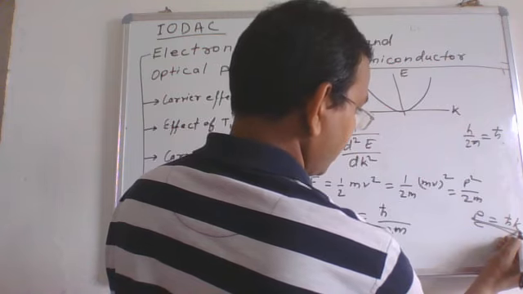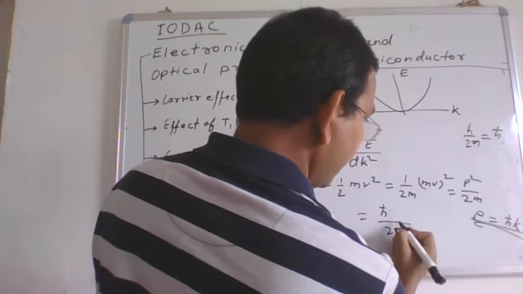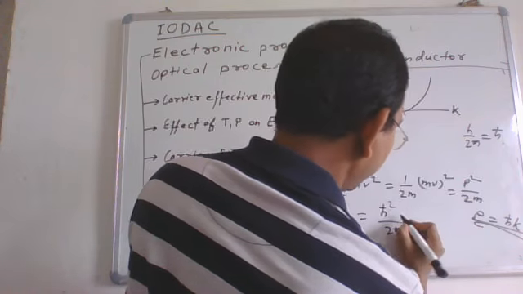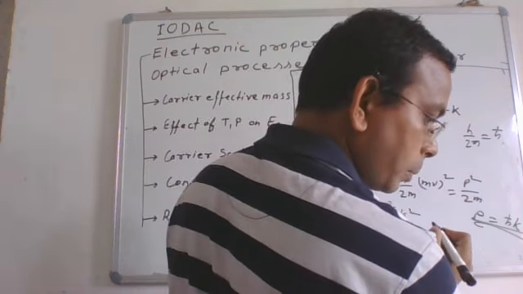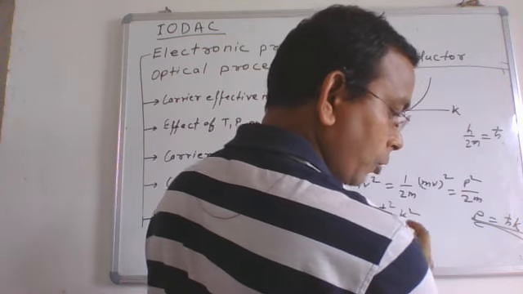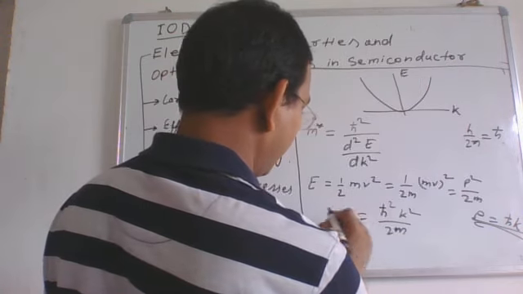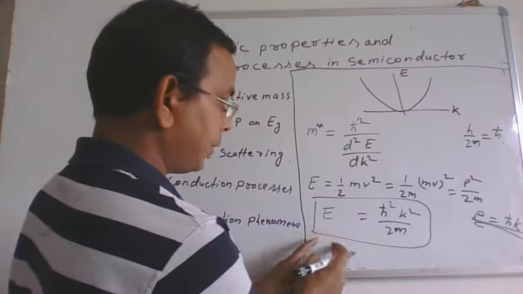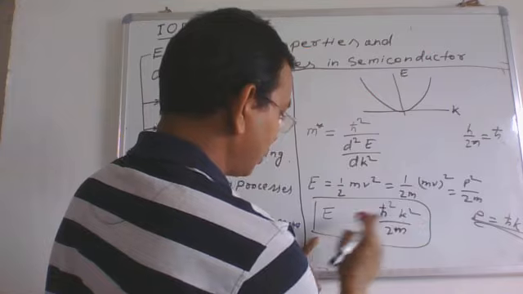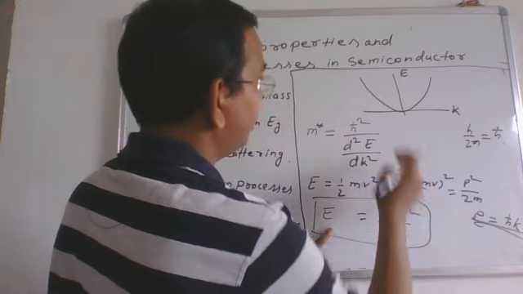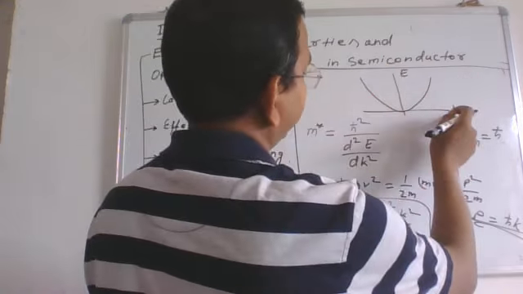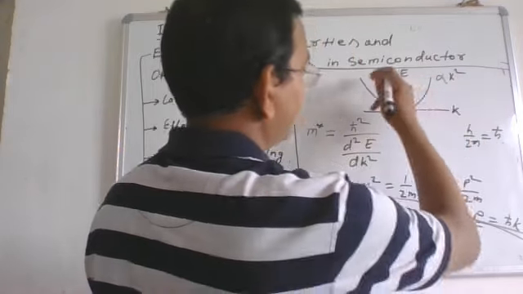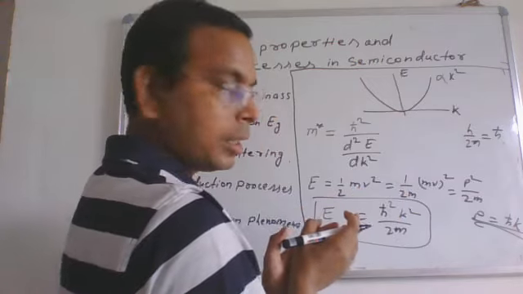k is the wave vector related to momentum. So p here we can replace by h cut into k, so p square becomes h cut square into k square. So the expression comes h cut square by 2m into k square. So this is the energy. Now we take the derivative of E with respect to k. E is the quadratic function of k, which comes like a parabola. The E and k relationship is proportional to k square. So this type of E-k diagram we get in general.